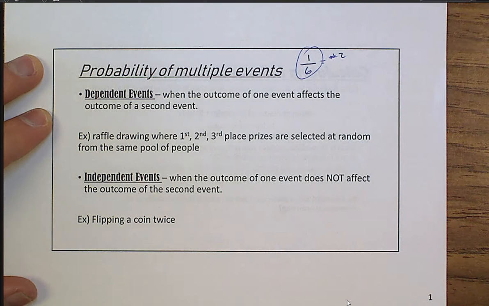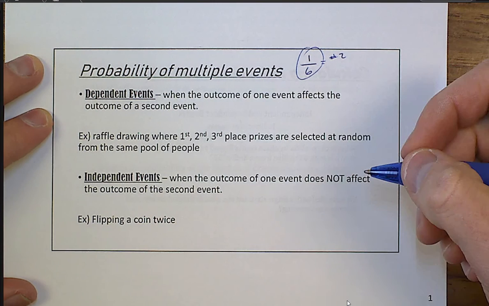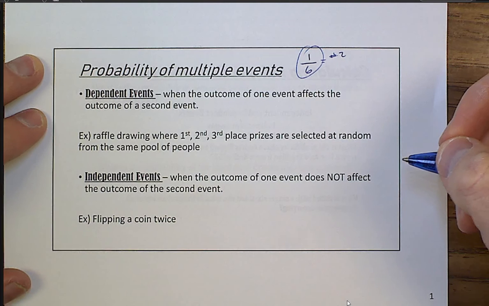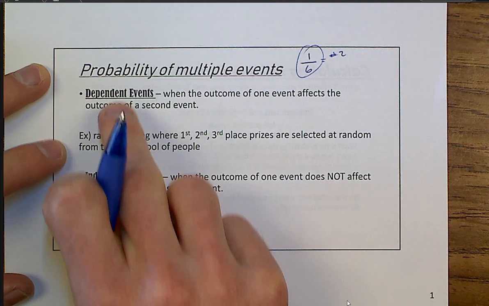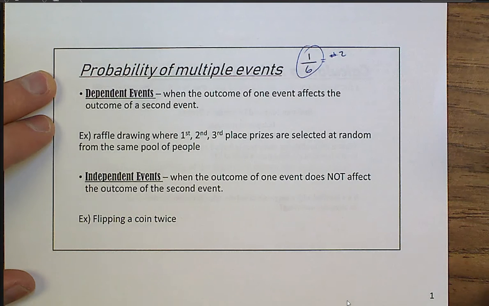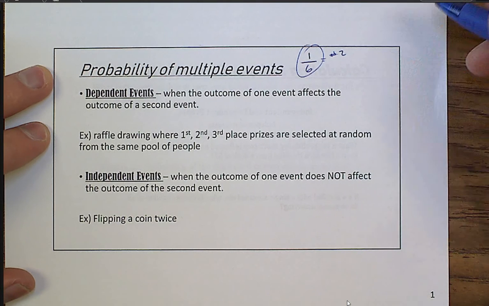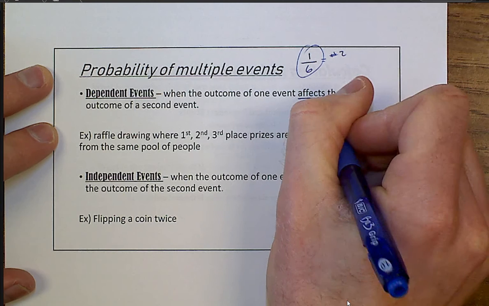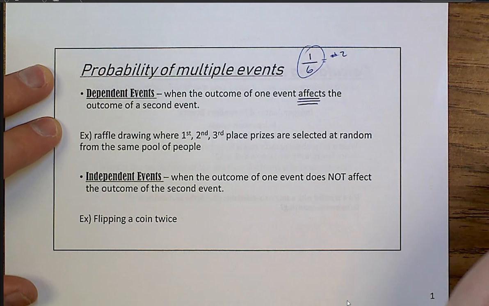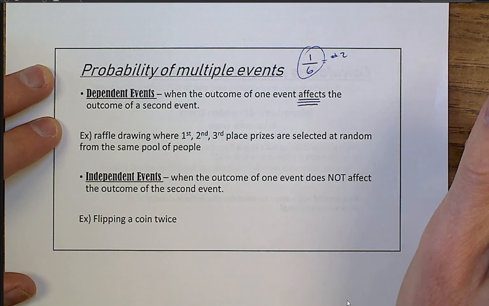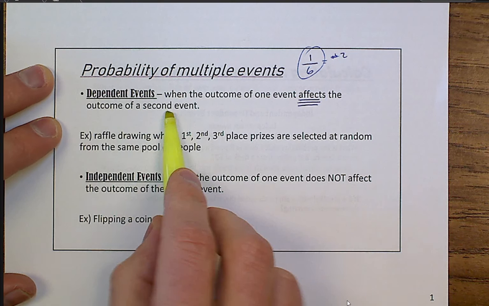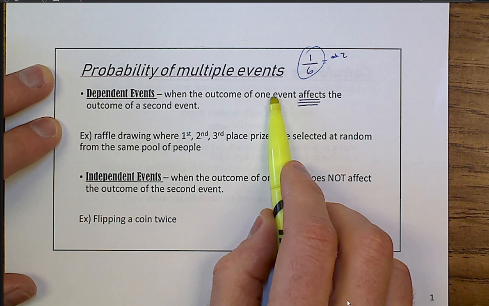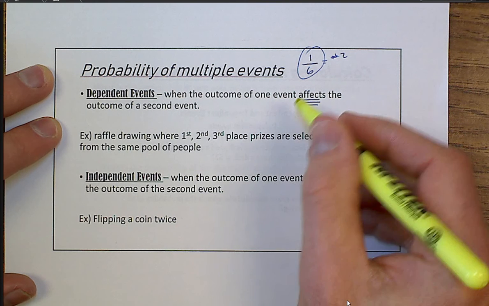We're going to be talking about multiple events that are working together here, and the difference between multiple events that are independent and dependent. We're going to start with dependent first. Dependent is when the outcome of one event affects the outcome of a second. So when the first thing happens, it affects the result of the second, and that's called dependent. The second event depends on the first event. That's how you can think of it for dependent.